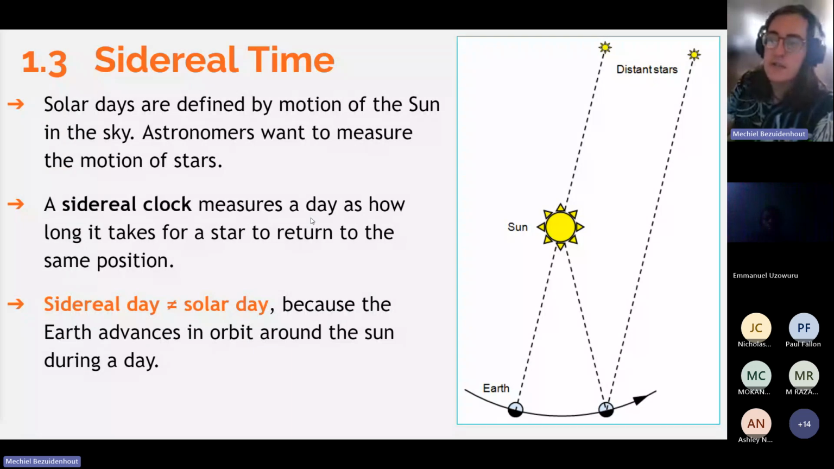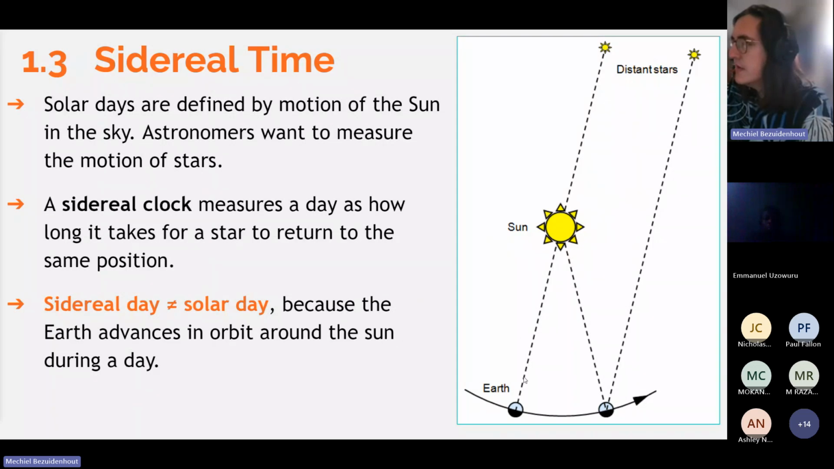So a sidereal clock, instead of using the motion of the sun, looks at how long it takes for a star to return to the same position. And the sidereal day is not the same as a solar day because the Earth advances around the sun over the course of a day. So this plot on the right, or this diagram, is showing you how this works.